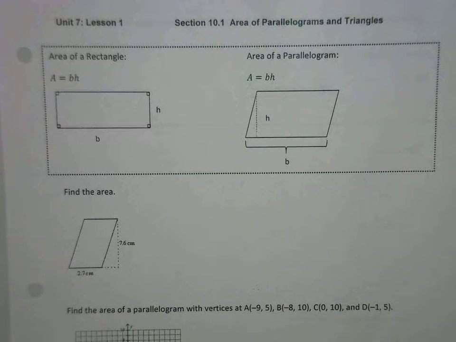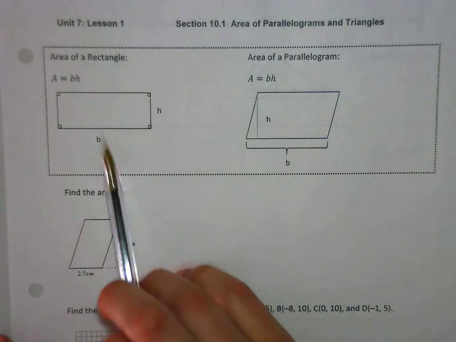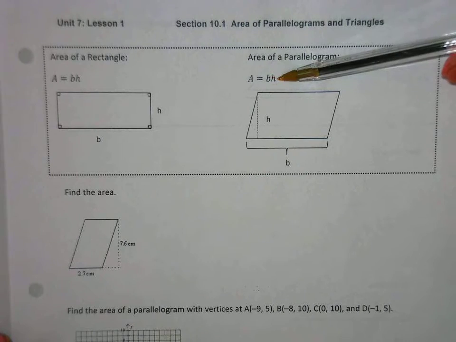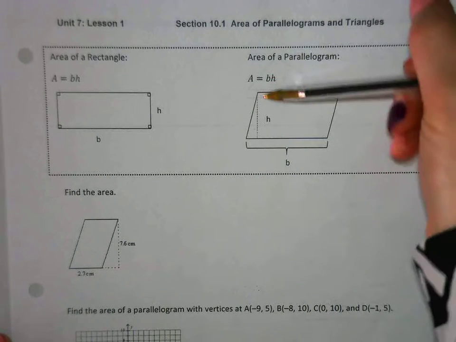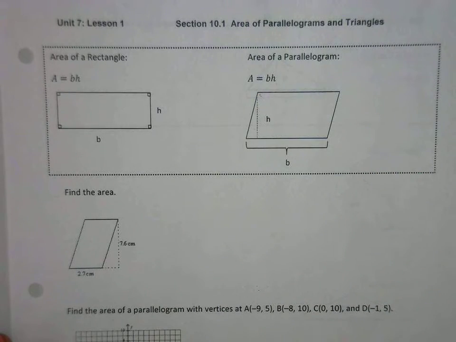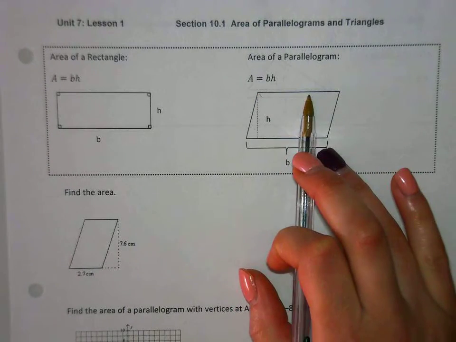Today we're going to be finding the area of parallelograms and triangles. The area of a rectangle is the base times the height, and the area of a parallelogram is also base times the height. Remember, the height on a parallelogram goes from the base and makes a perpendicular line to the other base.